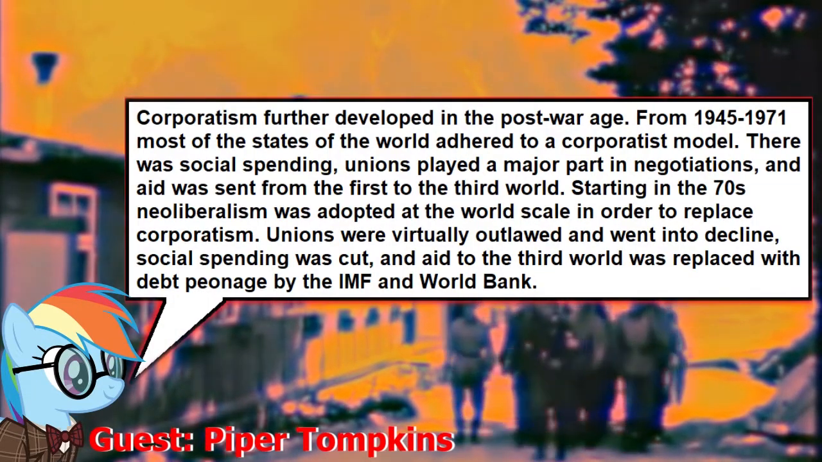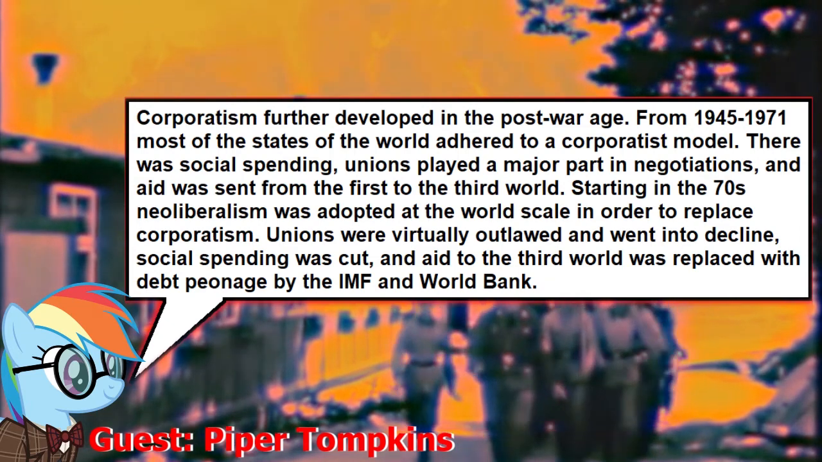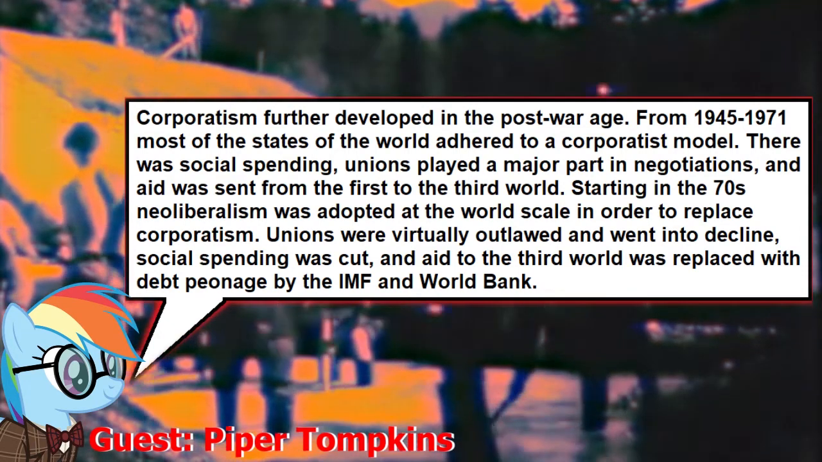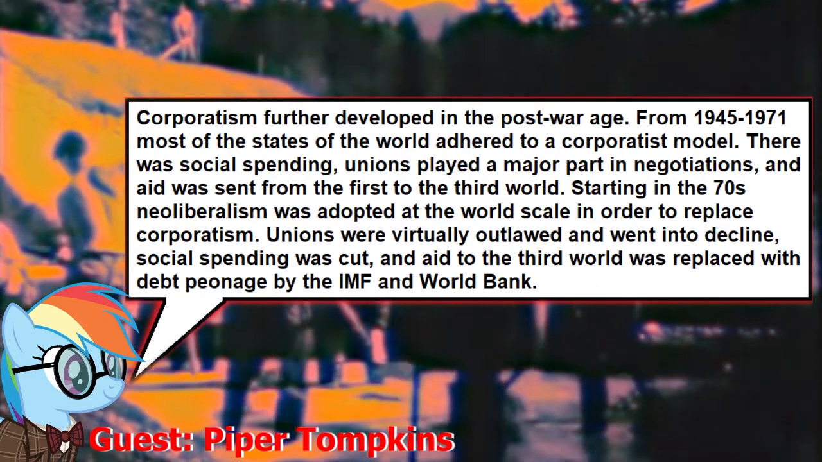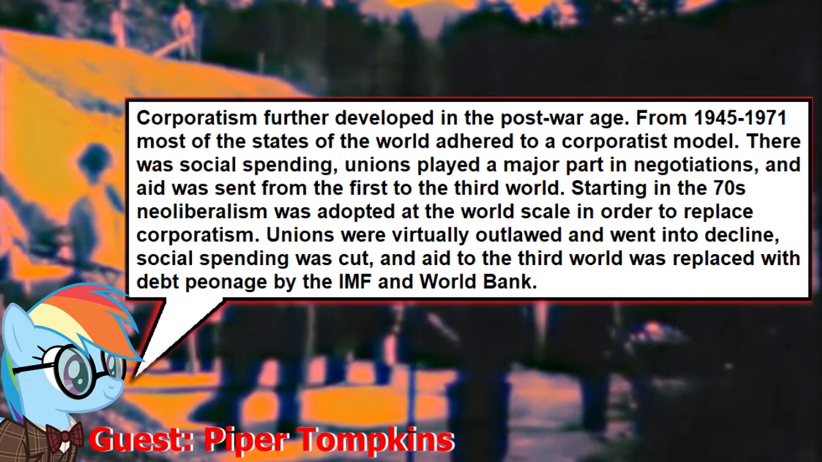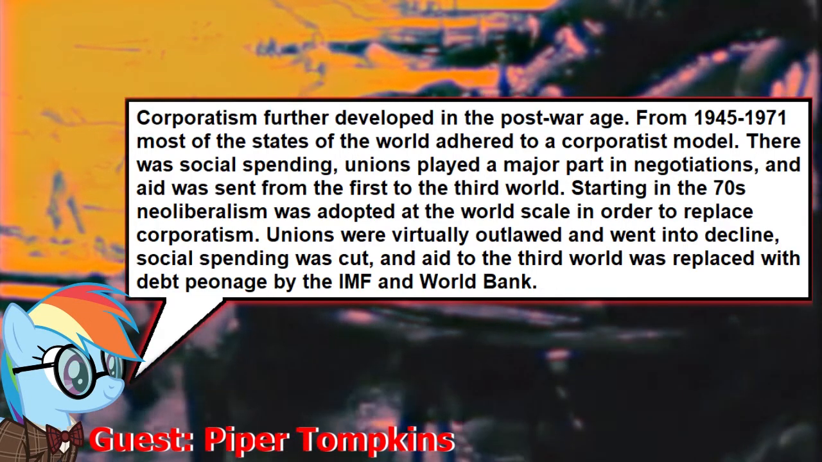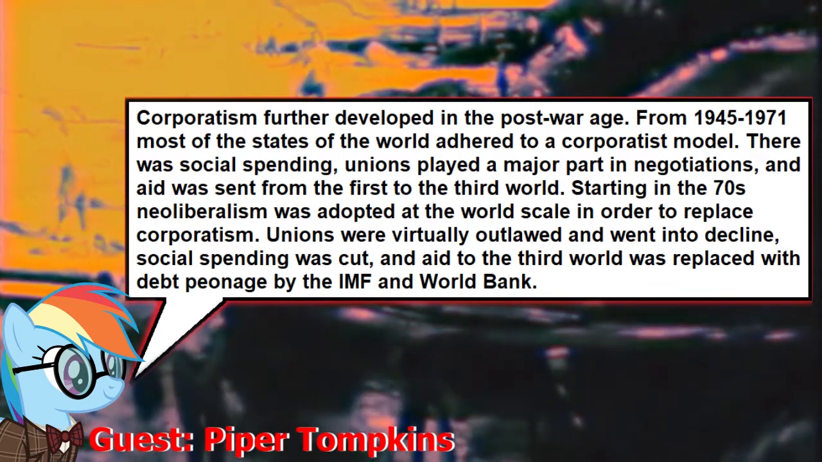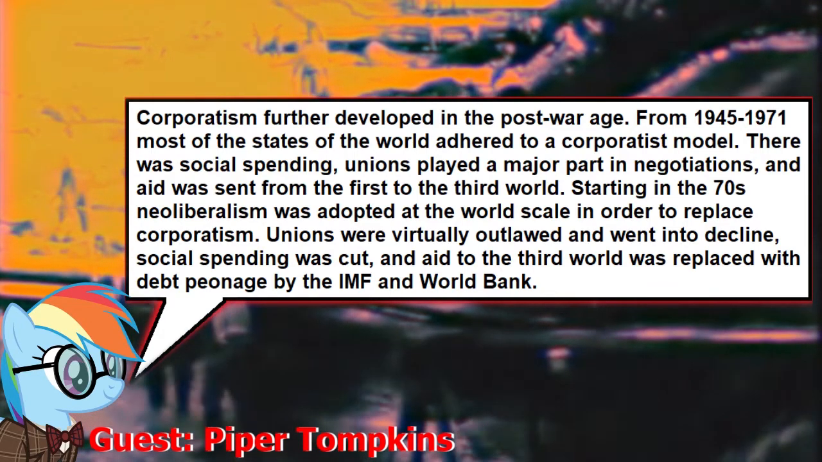Corporatism further developed in the post-war age. From 1945 to 1971, most of the states of the world adhered to a corporatist model. There was social spending, unions played a major part in negotiations, and aid was sent from the first to the third world. Starting in the 70s, neoliberalism was adopted at world scale in order to replace corporatism. Unions were virtually outlawed and went into decline. Social spending was cut, and aid to the third world was replaced with debt peonage by the IMF and World Bank.